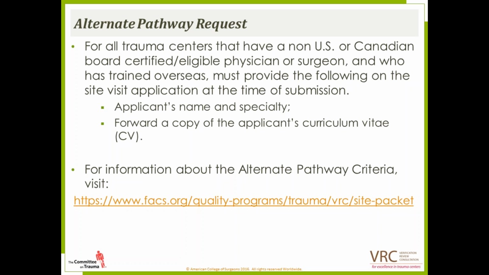So again, if you know that you have someone who has not gone through the alternate pathway, we need their name on the application and a copy of their CV, and then there's criteria that they need to meet during the course of that year that's listed on the website under alternate pathway criteria. So again, this is not for U.S. or Canadian trained. This is for anyone who trained abroad.